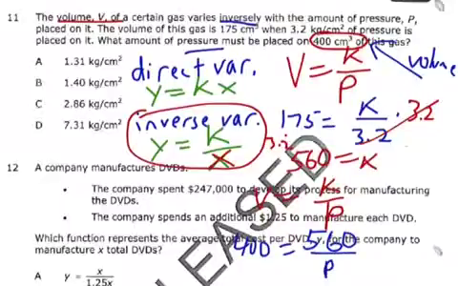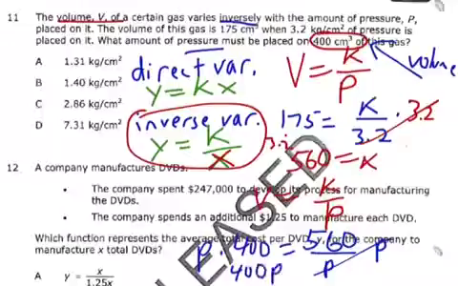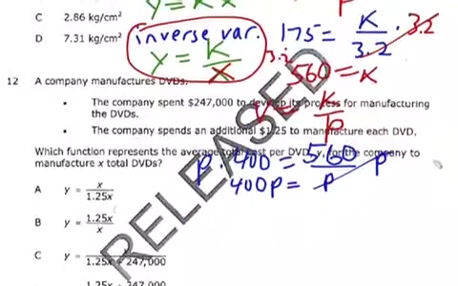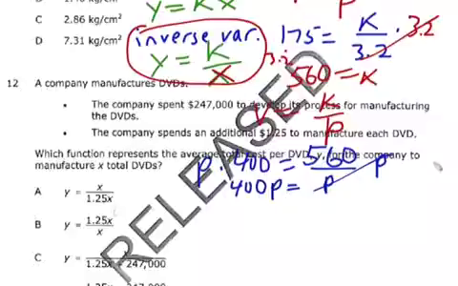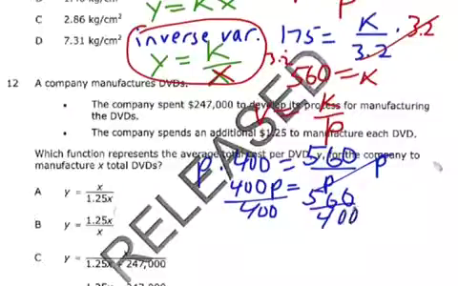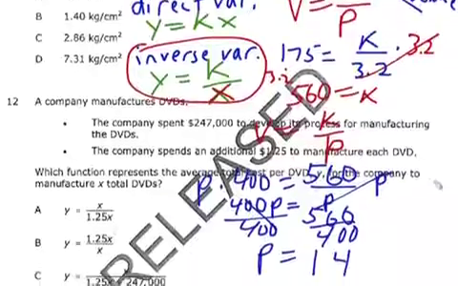So now if I want to solve for P, I am going to multiply both sides by P, and then that would be 400P. Notice I didn't just divide by 560 because that would mean P's on the denominator, which is not a good thing. So now equals 560, and now I divide by 400, and that would be P equals 1.4. And that's answer choice B.